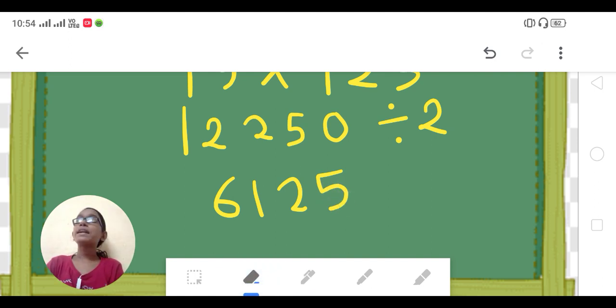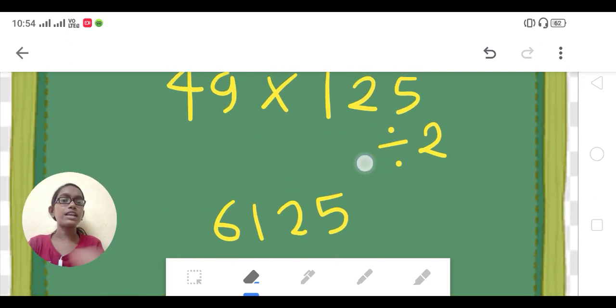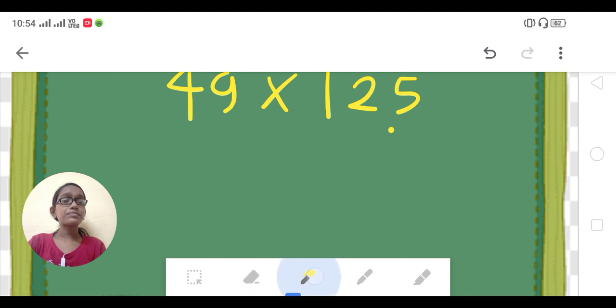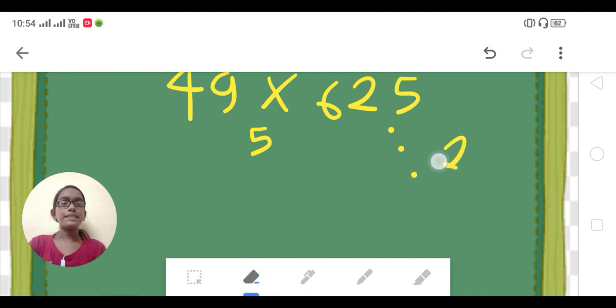Now, if you have to multiply the same number with 625 as well, then what you will do is, let's multiply the same number with 625. So multiply 49 with 125 first of all. With the result, add a 0 in the end and then divide the number by 2. Isn't it very simple? Yes, this is very simple, guys.